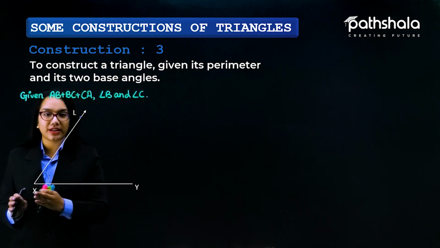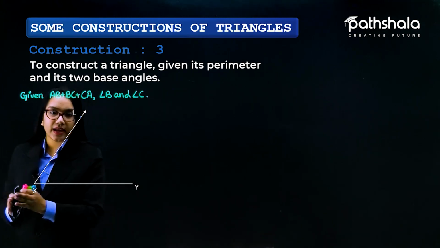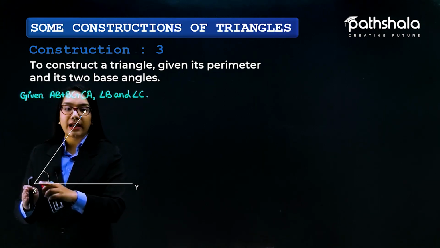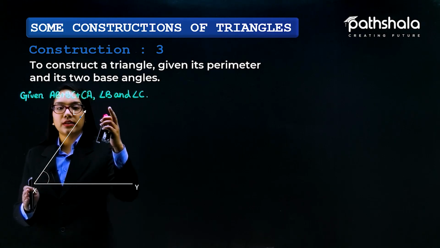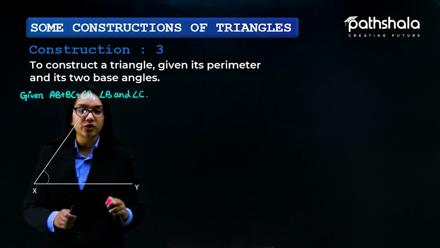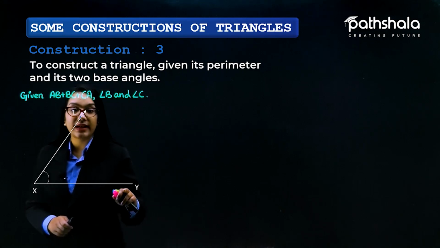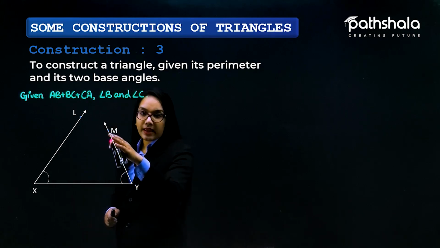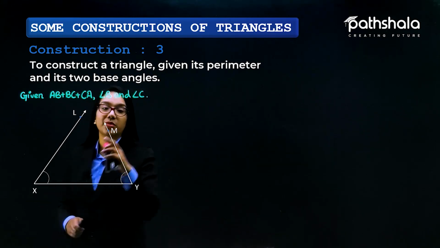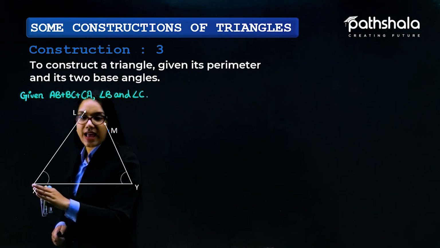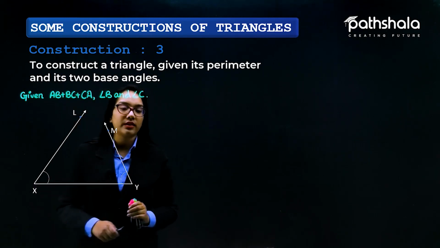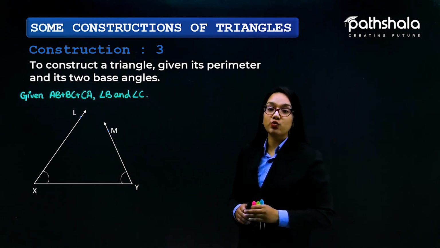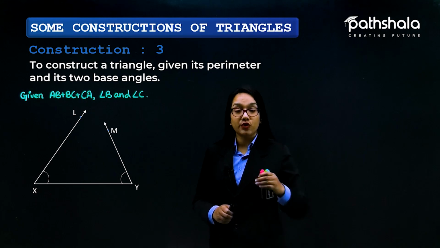First of all, I am constructing the angle LXY, and this angle would be equal to the angle B. Similarly, I am constructing an angle at Y such that the angle MYX is equal to the angle C. So this angle is equal to the angle B, and this angle is equal to the angle C. Now, we want to construct the triangle ABC.